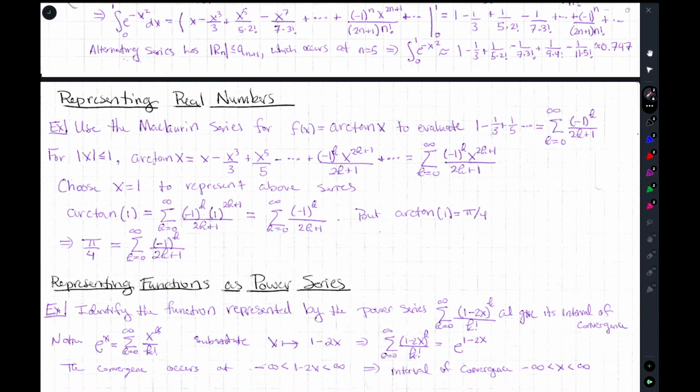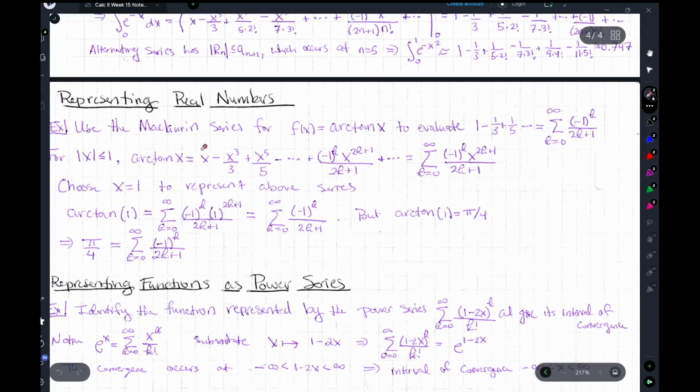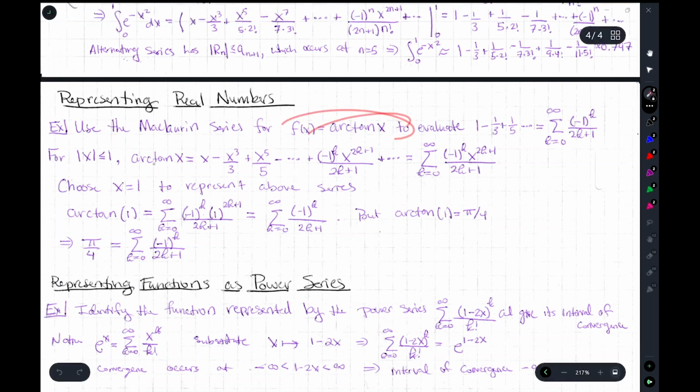Another way Taylor series could help us is with representing real numbers. And this is sort of pretty interesting here. So use the Maclaurin series for f of x equals arctan x to evaluate this series here. That's strange, right? Well, as we've done the Taylor expansion before, the Maclaurin series for arctan of x is equal to this, which we could write out this way. And now how do we make the Maclaurin series look like that series there?